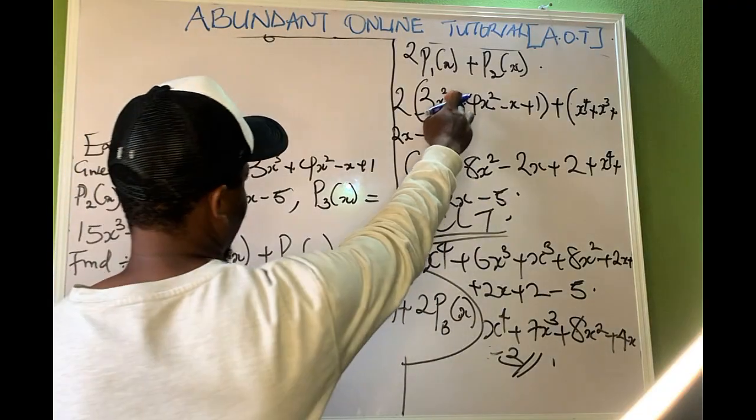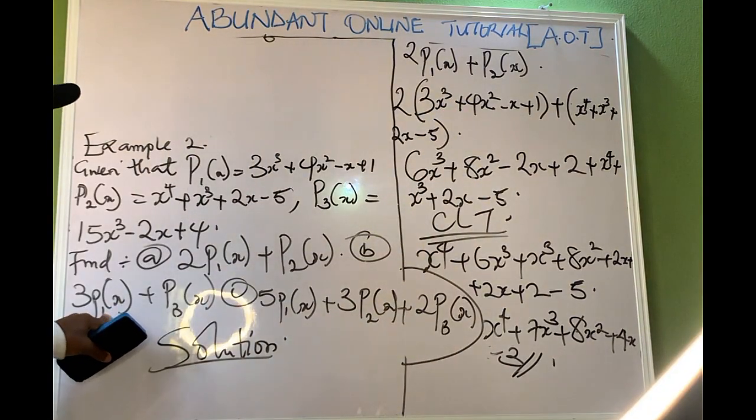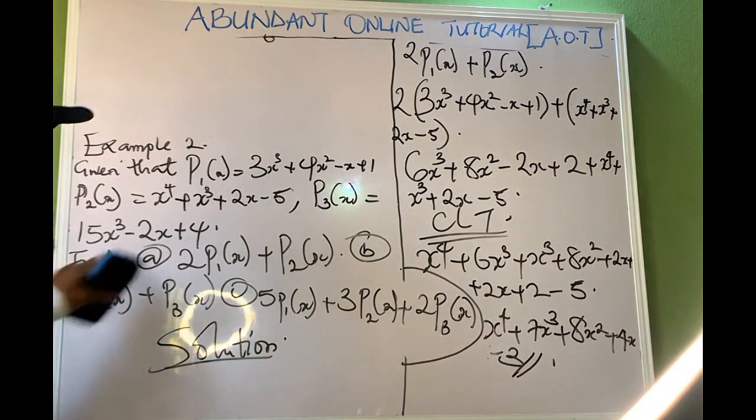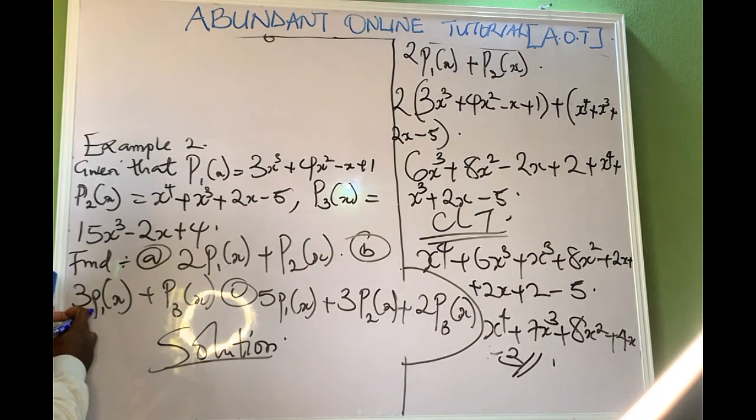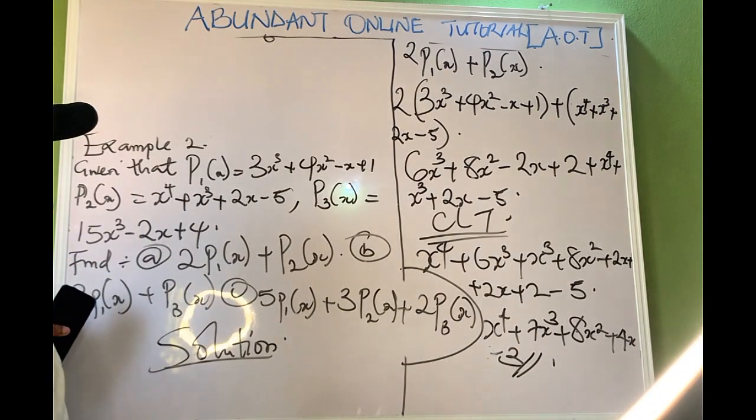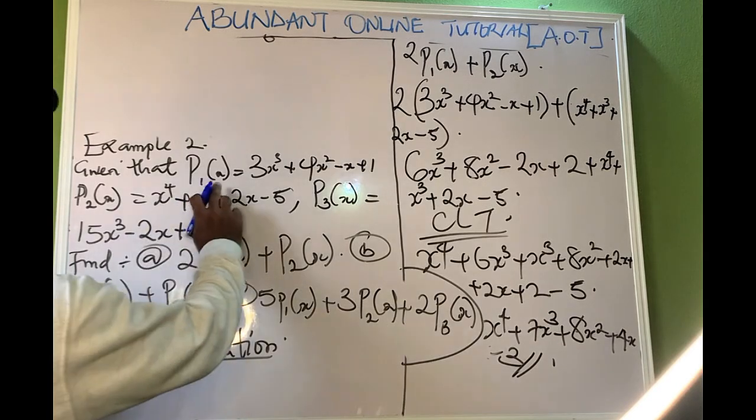This is my p1. So what am I going to do? I'm not going to rewrite my p1. I'll just multiply because I know there's 3 here. I'll just use this 3 to multiply my 2 all through. Okay, I don't want to waste time. My p1 here is 3.